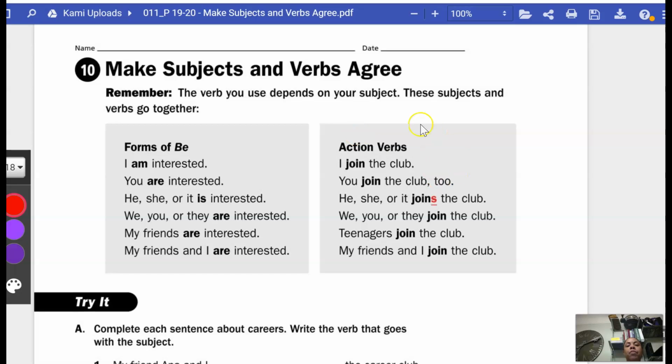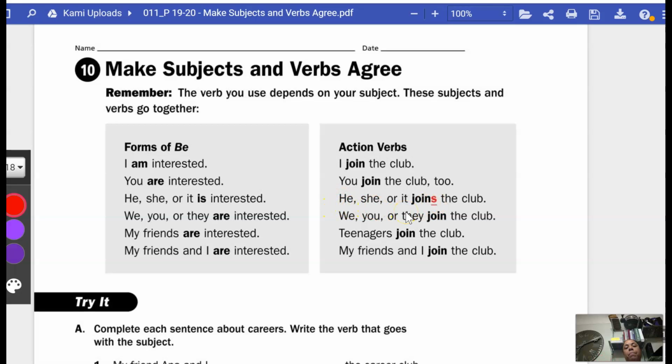Okay. Other types of verbs are what are known as action verbs, things that you see happening, right? I join the club, you join the club. Now, if you're talking about he, she, or it, then it would be joins the club. And here's where English gets interesting, and I'm saying interesting in a funny way because we know from the last lesson, you add s to nouns to make them plural usually. Well, in the case of action verbs, when you add an s, it's showing singular.